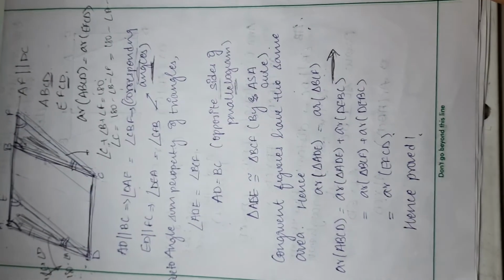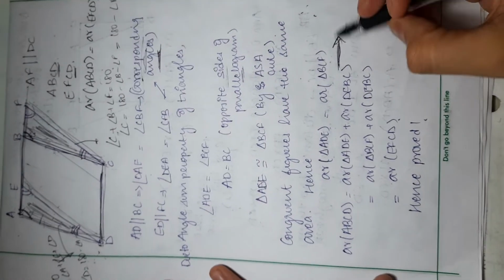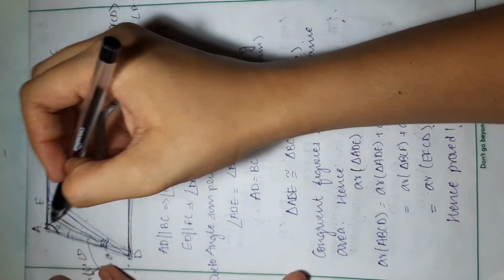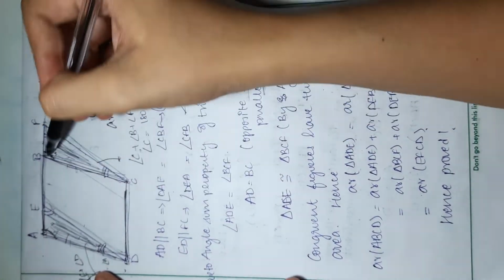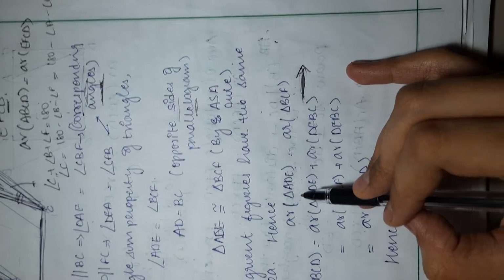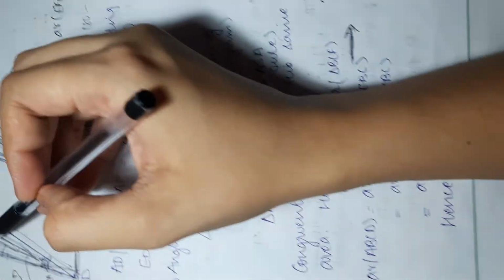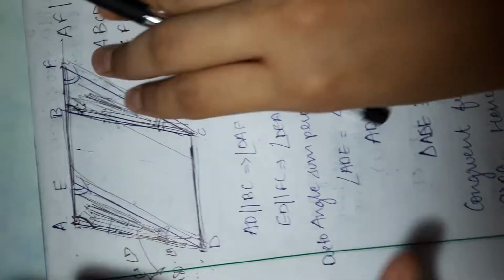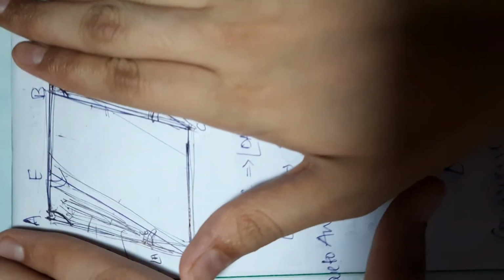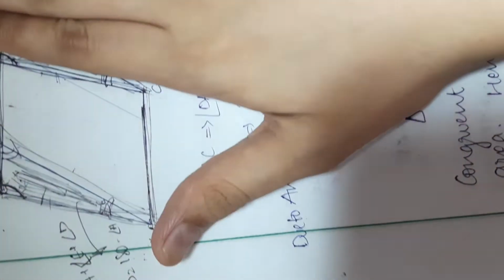So I hope you have looked at the theorem. Now that you understand that the area of this triangle here and this triangle here is same, we know that area of ADE is equal to area of BCF. Now let's look at the whole parallelogram. Let's look at just ABCD parallelogram. This is the parallelogram that we have.